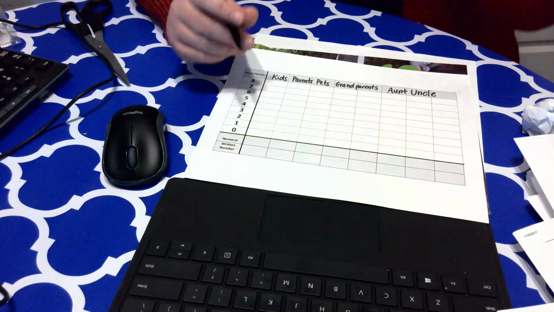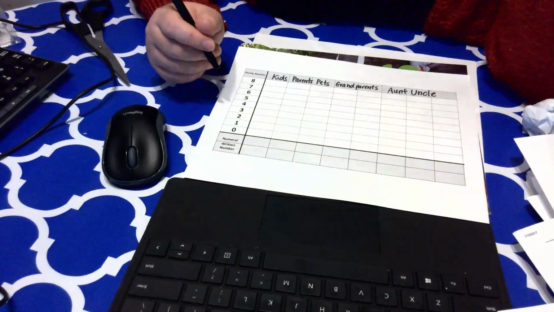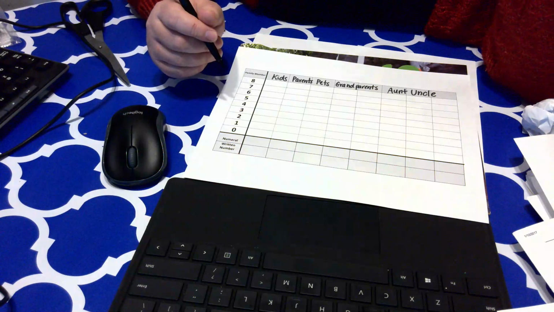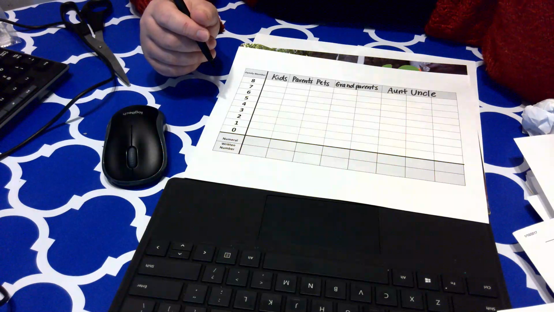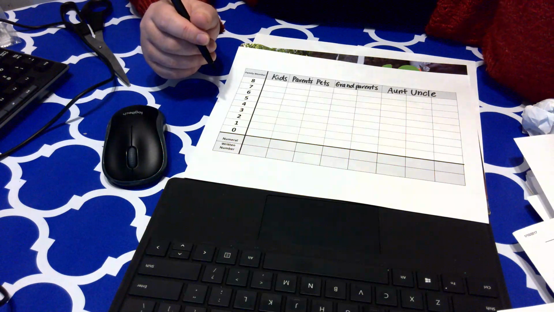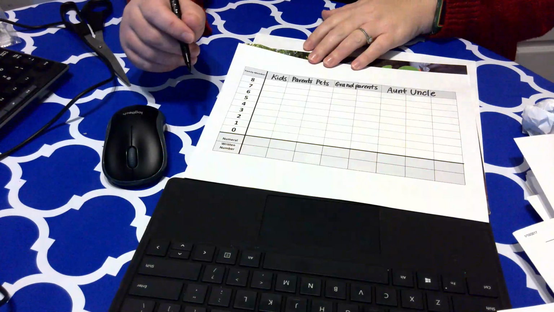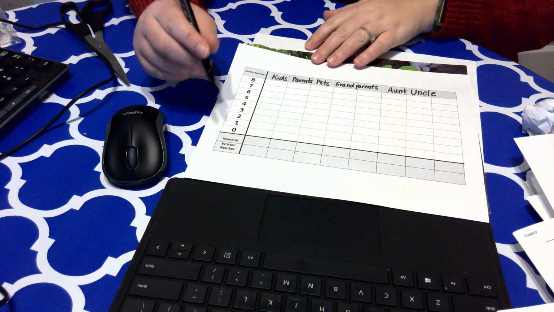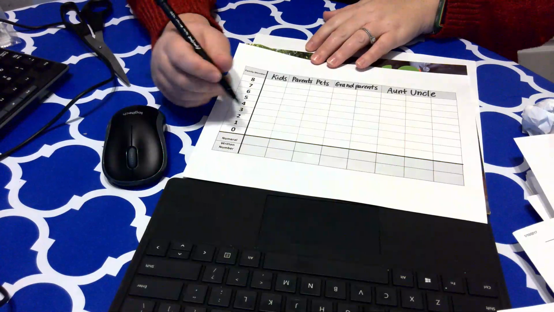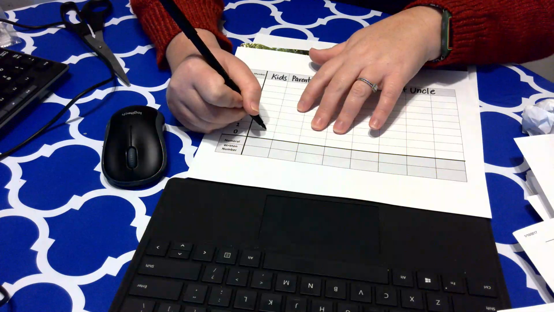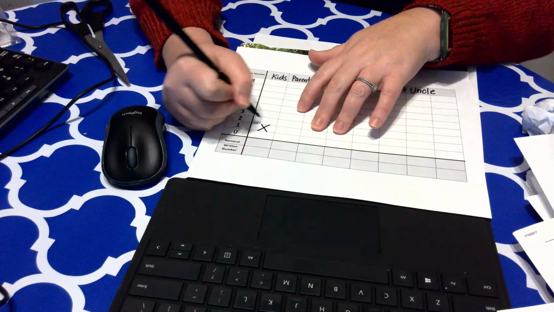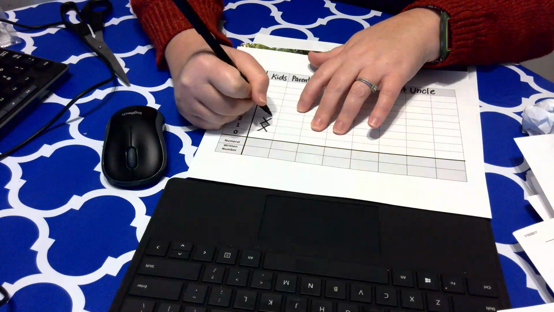So all of ours are going to be different, so I want you to get the adult in your house to help you with this so they can help you count and you can talk about who is in your family. I'm going to go ahead and do it for my family just so that you know. So in my family, I have 3 kids. So I'm going to do 1, 2, 3.